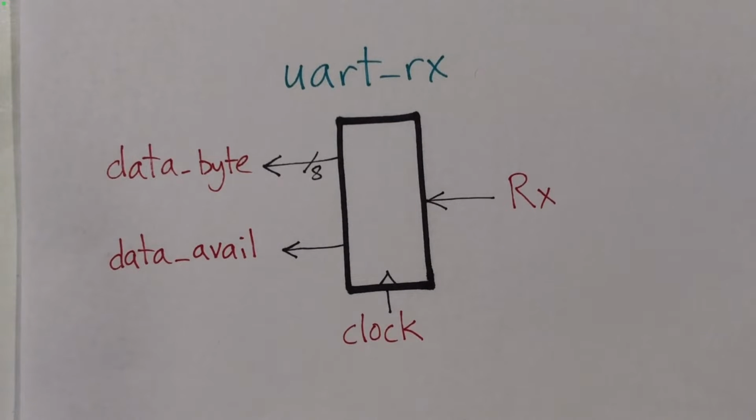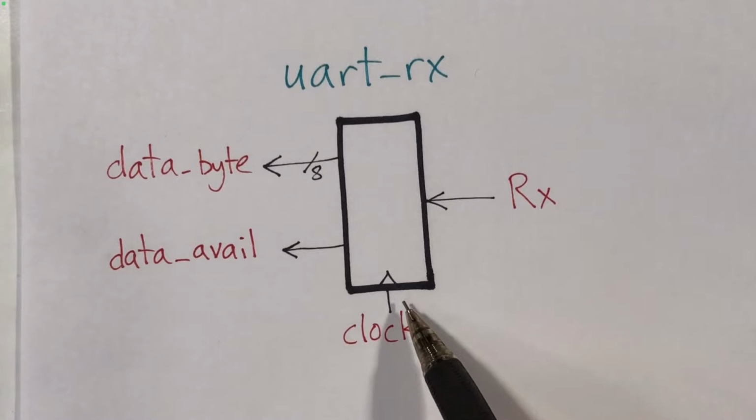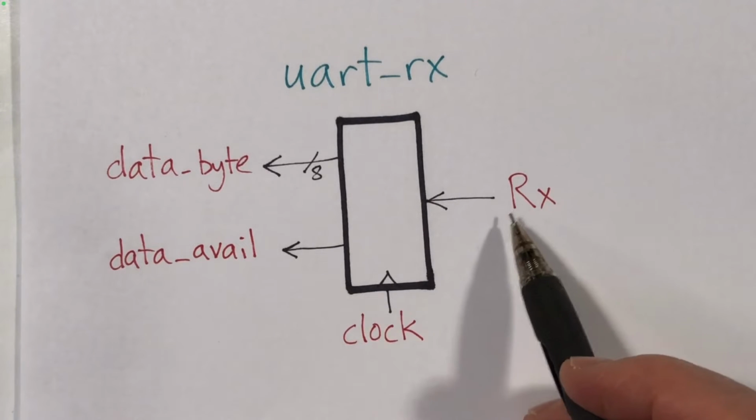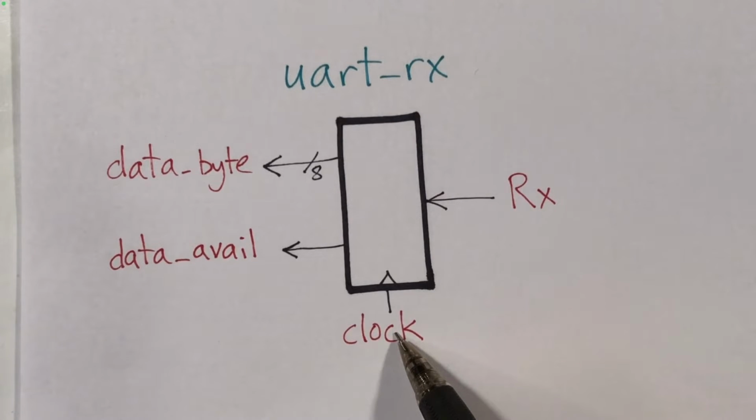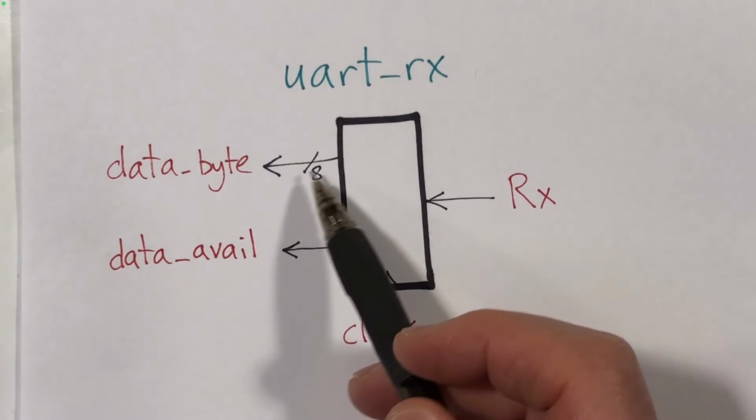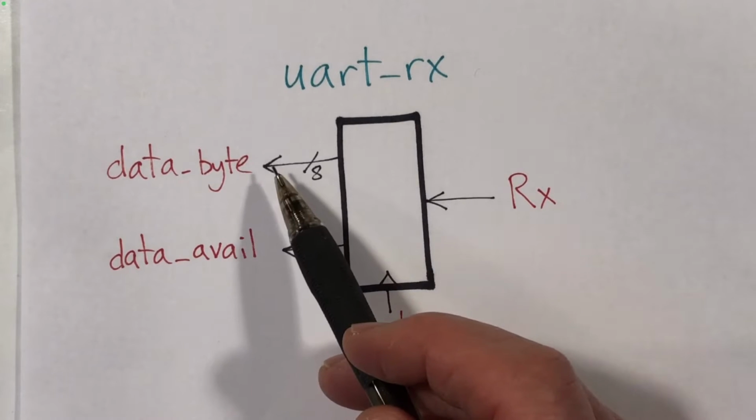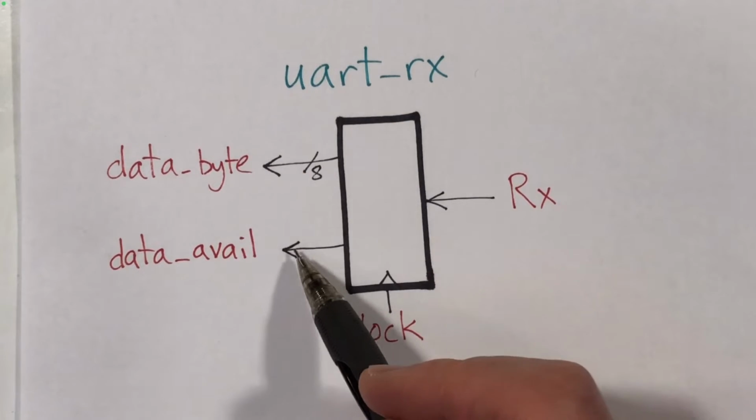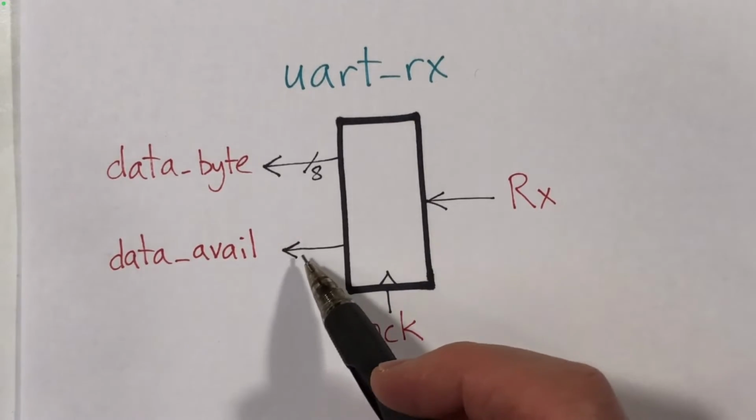We're going to describe two circuits, one for the receive channel and one for the transmit channel. Here's a block diagram for the receive circuit we wanted to design. The primary input is connected to the receive channel and also has a clock input. The 8 data byte lines will be valid after we receive a byte, and this data available line will go high to indicate that we have actually received a byte.